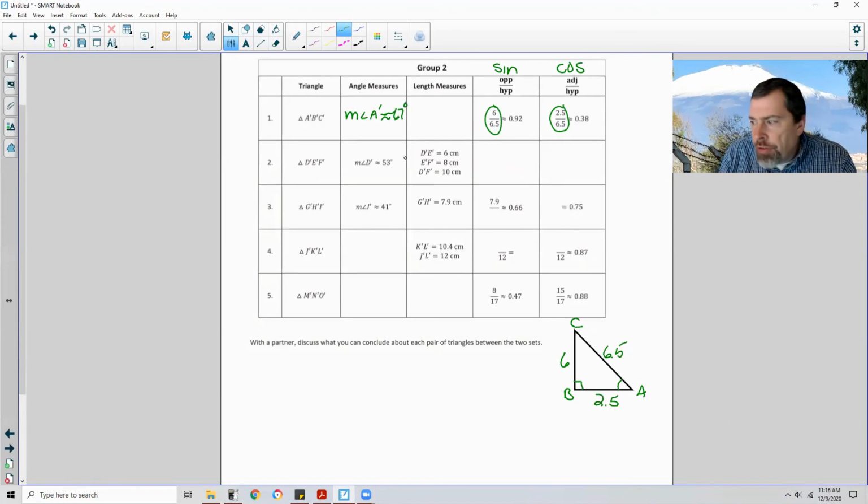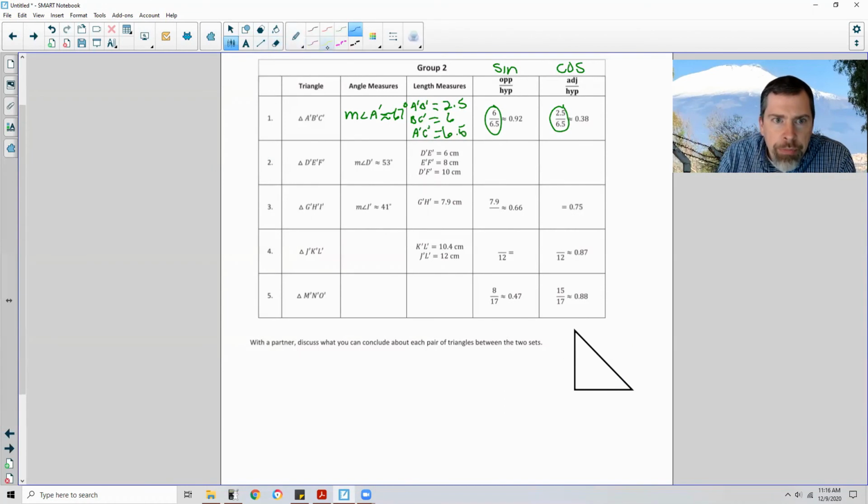And then the measure of the lengths, well, we have A prime B prime, B prime C prime, and A prime C prime. So AB is 2.5, BC is 6, and A prime C prime is 6.5. Okay, and those are all centimeters. I'm not going to write centimeters just because it's hard to write with this pen, and I will continue to the next problem. So let me erase these.